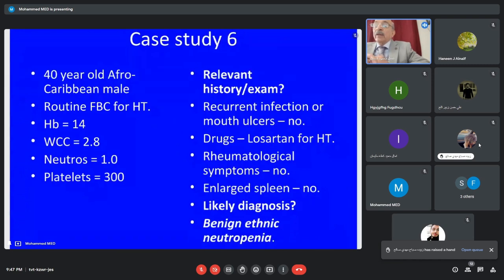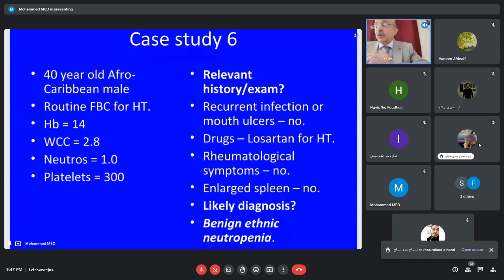Okay, the point of relevance in the history is the fact that he is Afro-Caribbean. This is common in this area. It's a benign condition, just low white blood cells. With each viral infection, it goes even lower, and they are prone to repeated viral infections. But this condition is compatible with long life, and usually it requires treatment only during infections.